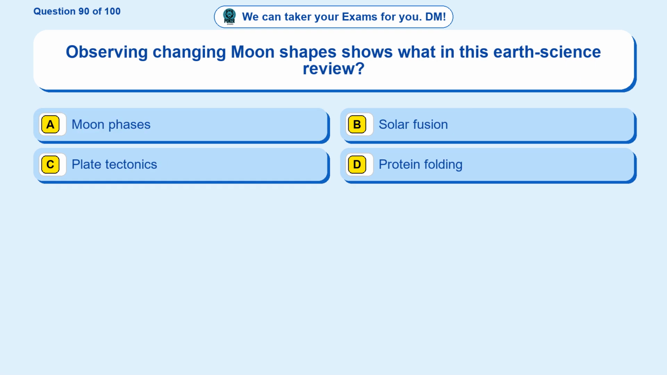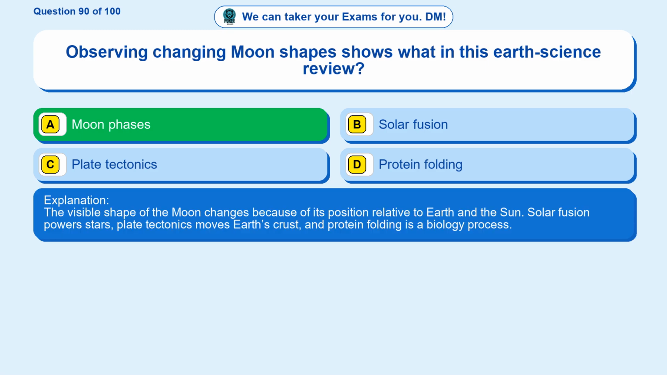Question 90. Observing changing moon shapes shows what in this Earth Science Review? Option A: moon phases. Option B: solar fusion. Option C: plate tectonics. Option D: protein folding. The correct answer is option A: moon phases. The visible shape of the moon changes because of its position relative to Earth and the Sun. Solar fusion powers stars, plate tectonics moves Earth's crust, and protein folding is a biology process.